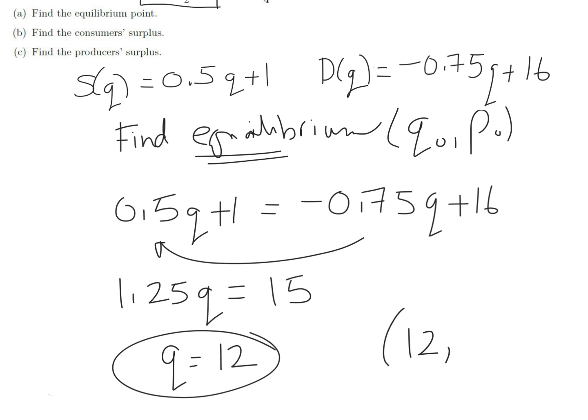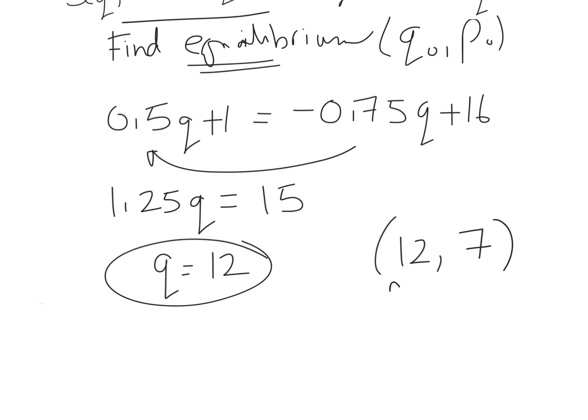I would pick probably the supply function to substitute it, because we can do that in our head. Half a Q, half of 12 is 6 plus 1, yeah? So 7. So we have our equilibrium quantity and our equilibrium price. Yay.